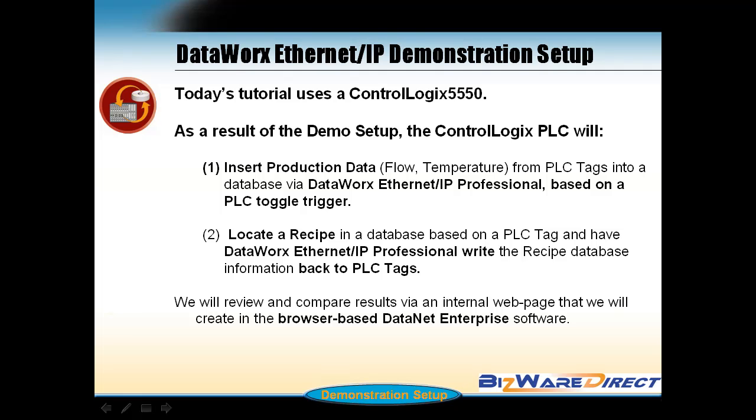As a result of the demonstration setup, the ControlLogix PLC will insert production data such as flow and temperature from PLC tags into a database via DataWorx Ethernet IP Professional based on a PLC toggle trigger. In addition, the PLC will locate a recipe in a database based on a specific PLC tag and have DataWorx Ethernet IP Professional write the recipe database information back to the PLC tags.